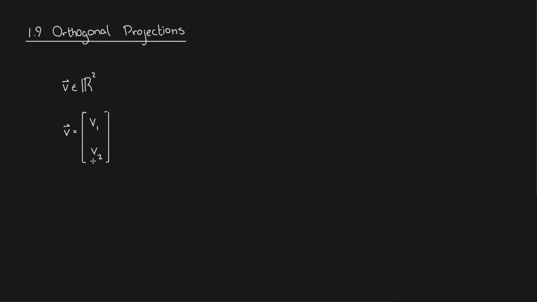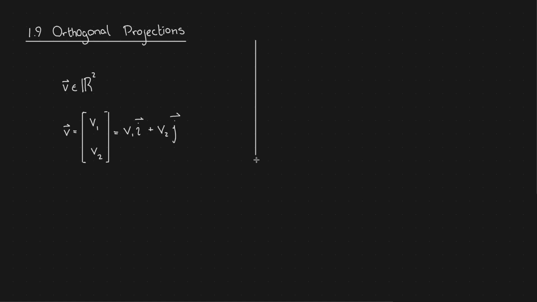Now, what do these components actually mean? What are they actually telling us? One way to think of these two components is they're telling us how much of vector v is in the direction of the positive x-axis. How much of vector v is pointing in the direction of the standard unit vector i. And v2 is how much of vector v is pointing in the direction of the standard unit vector j down the positive y-axis.